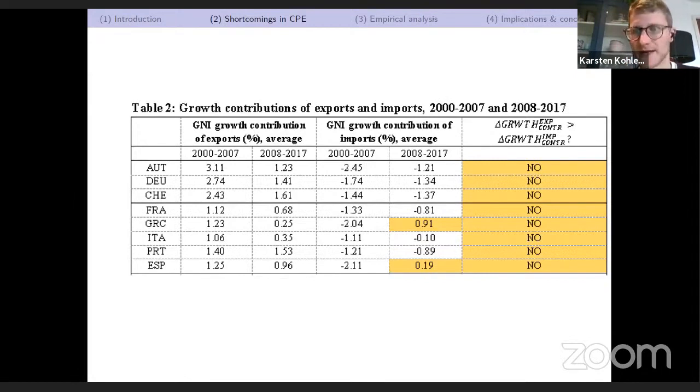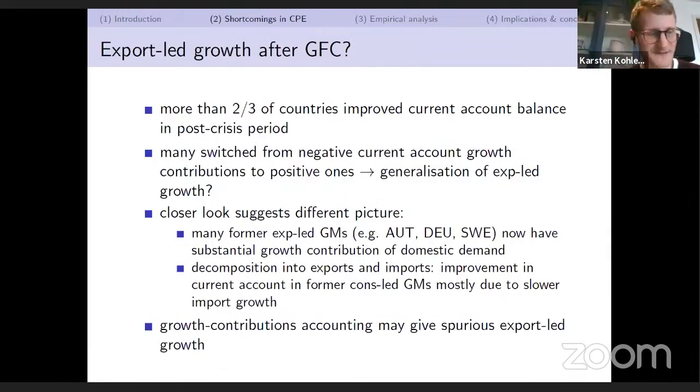Interesting cases are actually Greece and Spain, which are extreme cases in a way, where this import growth contribution is even positive. So they really violently reduced import demand, and that is one of the main reasons how they improved their current account growth contribution in the post-crisis period. Okay, so this analysis suggests a slightly different picture and illustrates that a decomposition into exports and imports is useful here. It suggests that the improvement in current accounts of the formerly consumption-led or debt-led growth models is mostly due to slower import growth. And so in that sense, the growth contributions can give some spurious results for the post-crisis period.